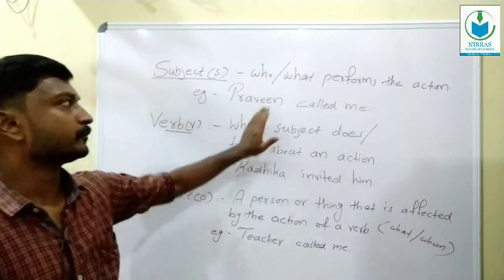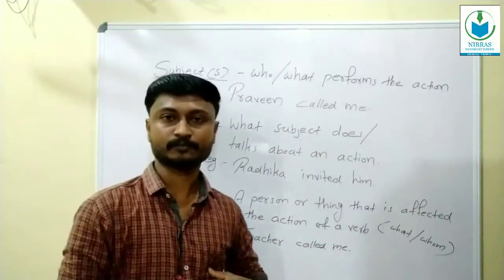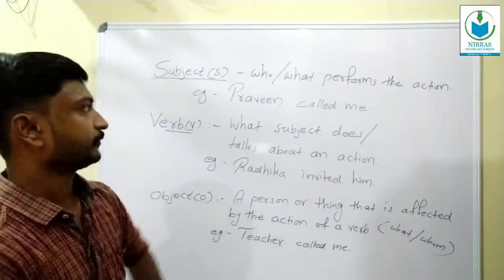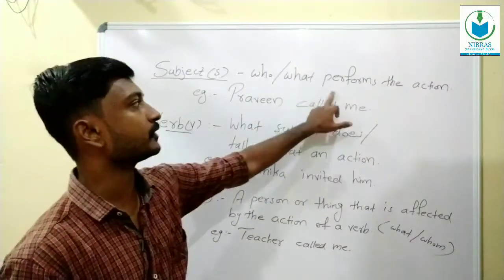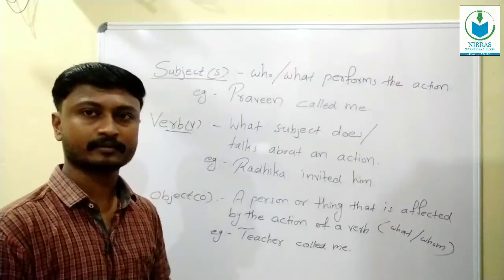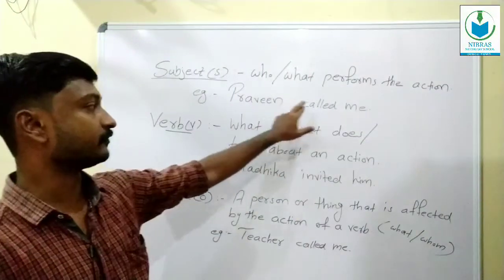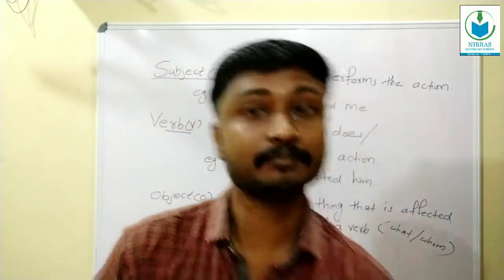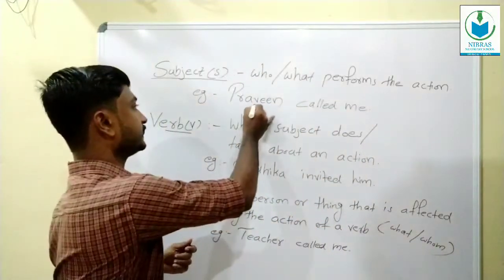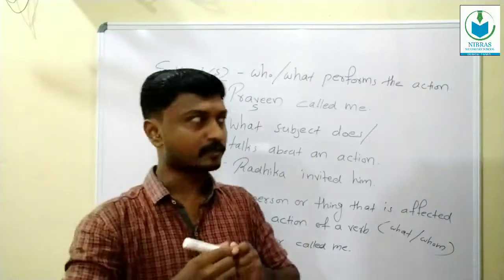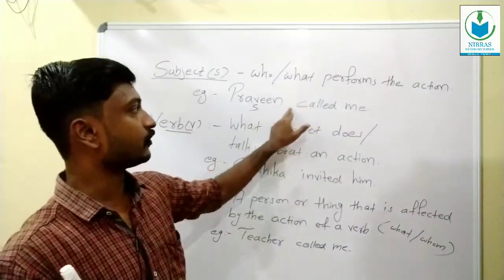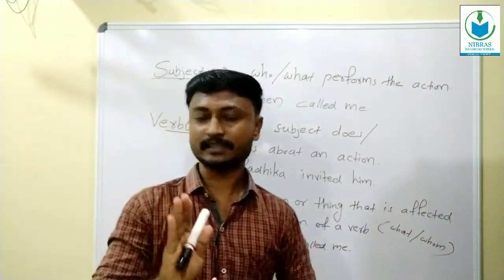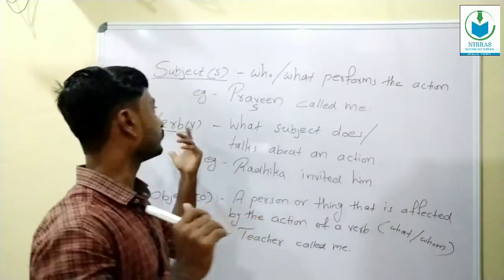For example, Praveen called me. Praveen is my friend. Praveen called me. Who is the performer? Who performed the verb, the action called here? Yes, Praveen performed the action called here. That means Praveen is the subject in this sentence, because Praveen is the person who performed the action called. Clear? Okay.